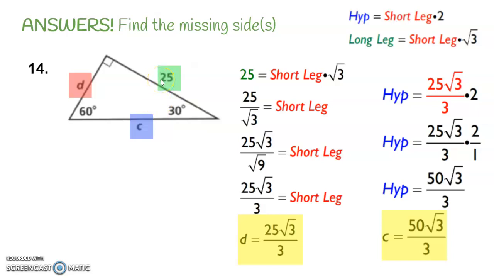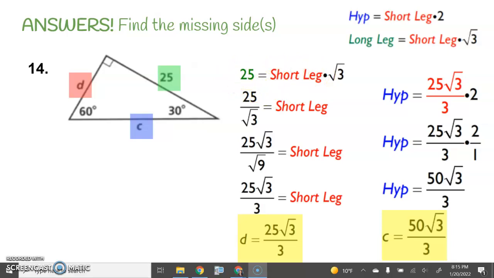You had no choice for this particular problem. You had to start with the bottom formula because the only value that was given to you was your long leg. So 25 equals the short leg times the square root of 3. Again, to undo the multiplication by the square root of 3, I had to divide. You are not allowed to have a radical in the denominator. So I'm going to rationalize.